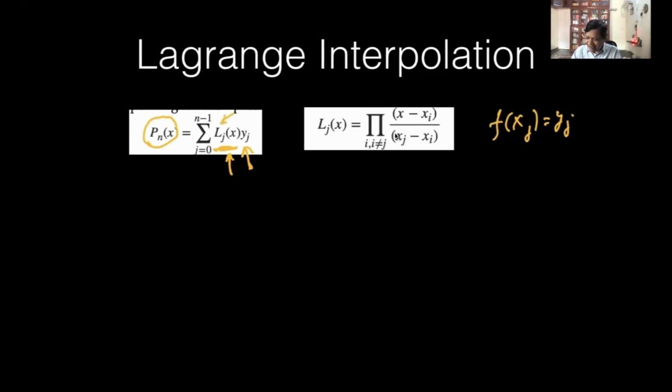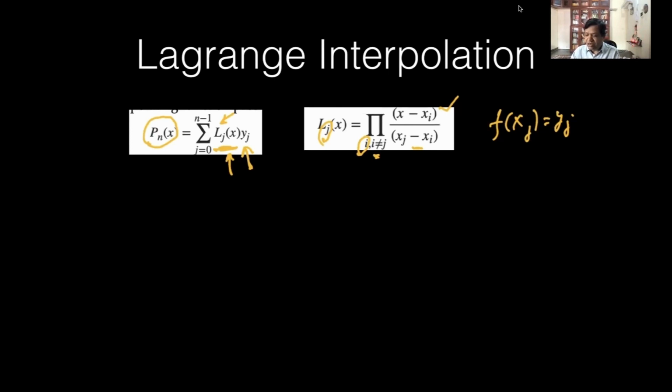Okay. Now Lj is written as follows. It's a product function. This product, remember, everybody I'm sure knows about this. Product is just multiplying this stuff. So for a given j, multiply for all i's except i equal to j. Okay. So we have xj minus xi here, xj minus xi, and in the numerator we have x minus xi.